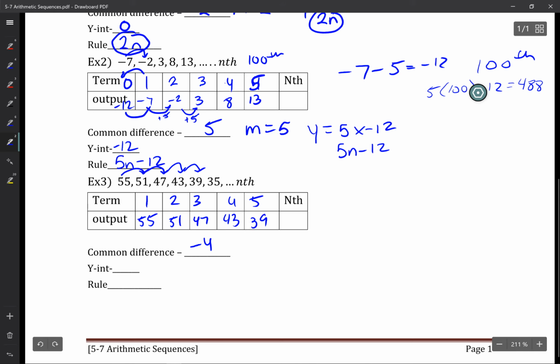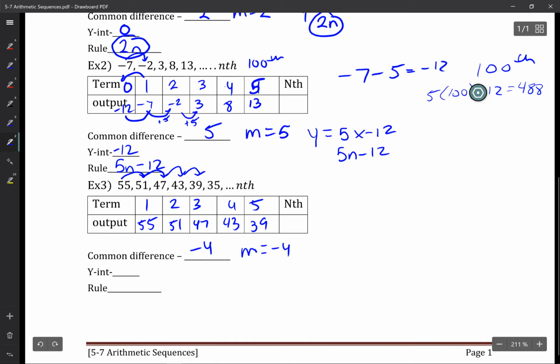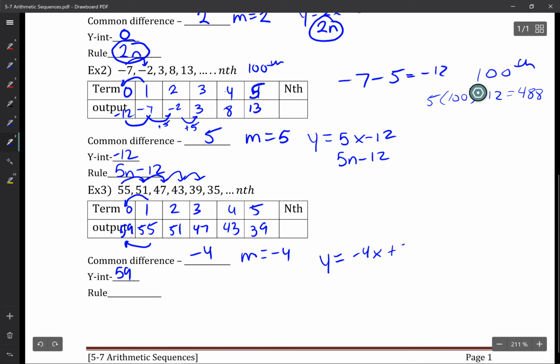What else am I going to do? Well, I found the common difference. It's negative 4, so the slope is negative 4. And the y-intercept, just work backwards 1. If it's going down by 4, it's going to go up by 4, so 59. So the y-intercept is 59. The equation is y equals negative 4x plus 59, or negative 4n plus 59. Negative 4n plus 59 is the rule.